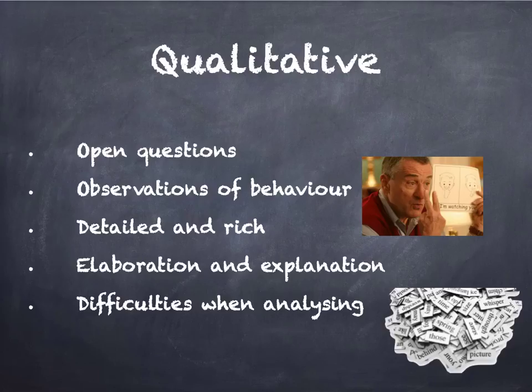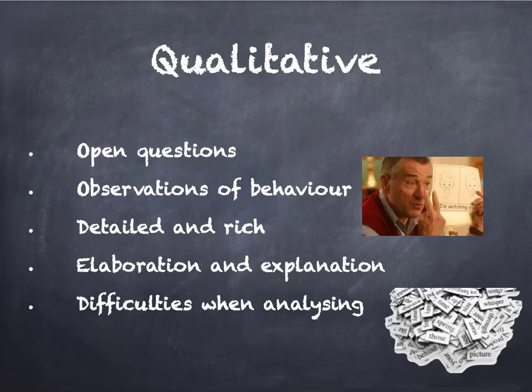Qualitative data is whenever you collect data that is more detailed or rich than would be generated, for example, from a closed question. For example, if you were designing a self-report and you were using a questionnaire to investigate people's happiness or how happy people are, a closed question might be, are you happy? And people would choose from a fixed response of yes or no.